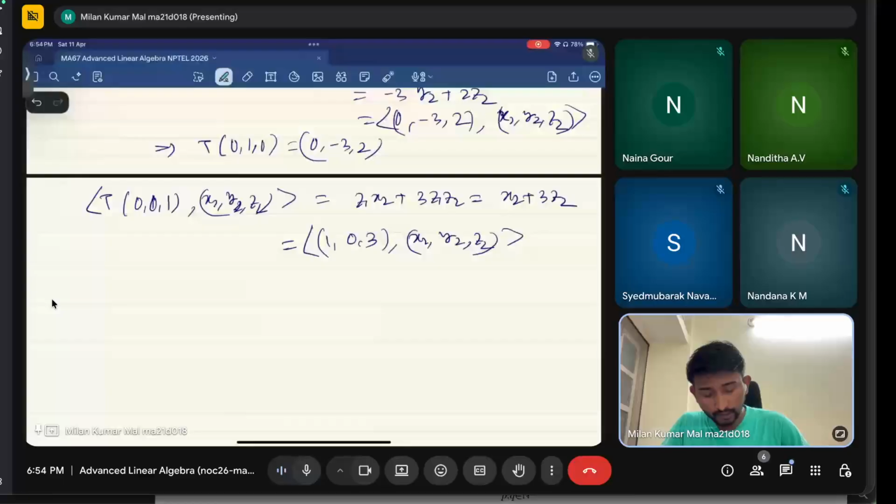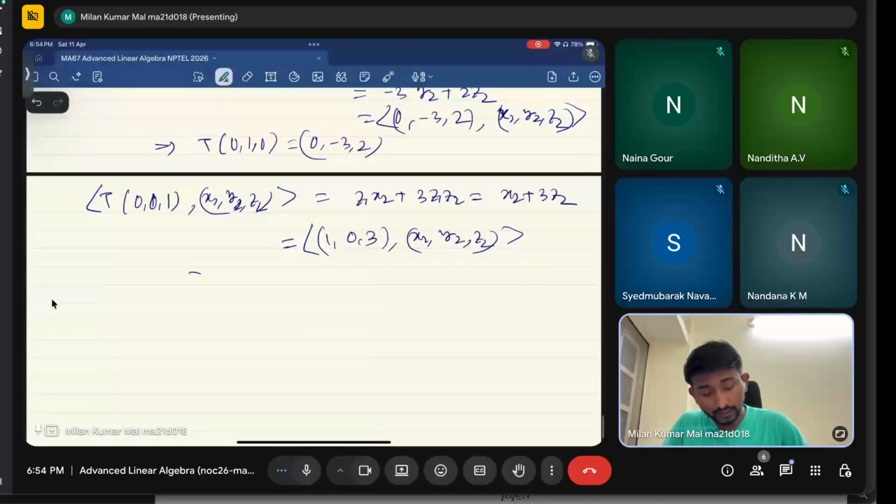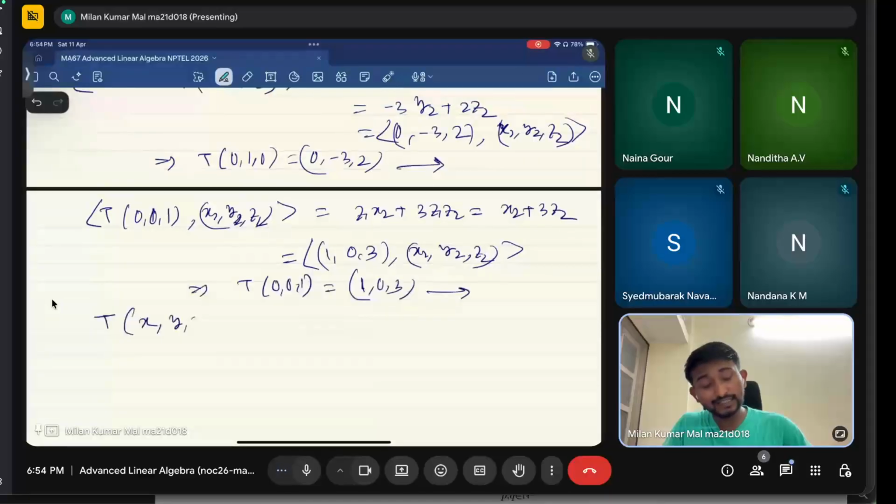Now suppose I want to obtain (x, y, z). Let (x, y, z) be any vector, and we know that (x, y, z) can be written as x(1, 0, 0) plus y(0, 1, 0) plus z(0, 0, 1), and T is a linear operator.